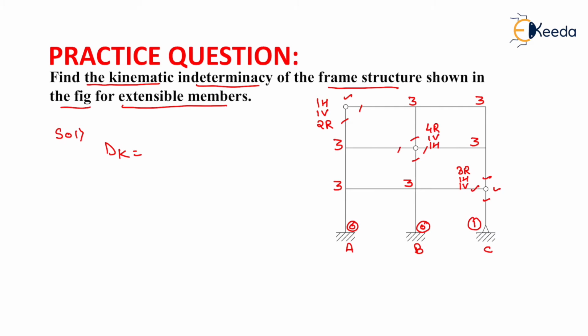Now, if you sum all these values, the total kinematic indeterminacy will be equal to 34. That will be the complete solution of this question. We have determined the kinematic indeterminacy of this frame structure subjected to internal hinges.